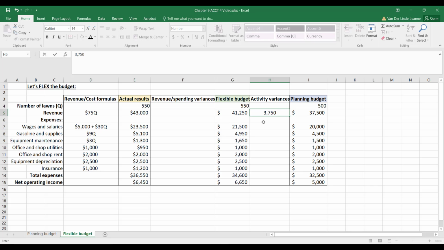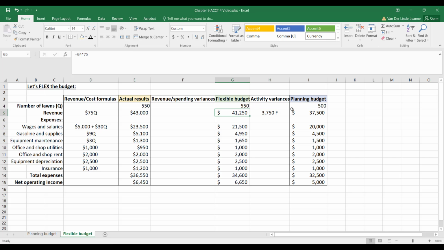And in this case, we're going to label this activity variance as favorable, because whenever you're comparing a flexible revenue item to a planning revenue item, if the flexible revenue is more than the planning, it's going to be favorable. Because what's the only thing explaining the difference between this revenue under the flexible budget and the revenue under the planning budget? Well, they both use the same revenue formula, so the only difference is the difference in activity level. And when it comes to revenue, the higher the activity, the higher the revenue.